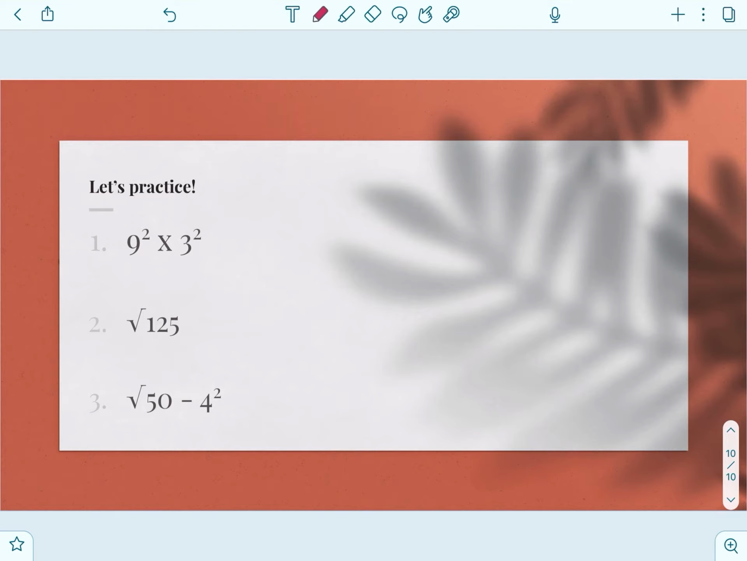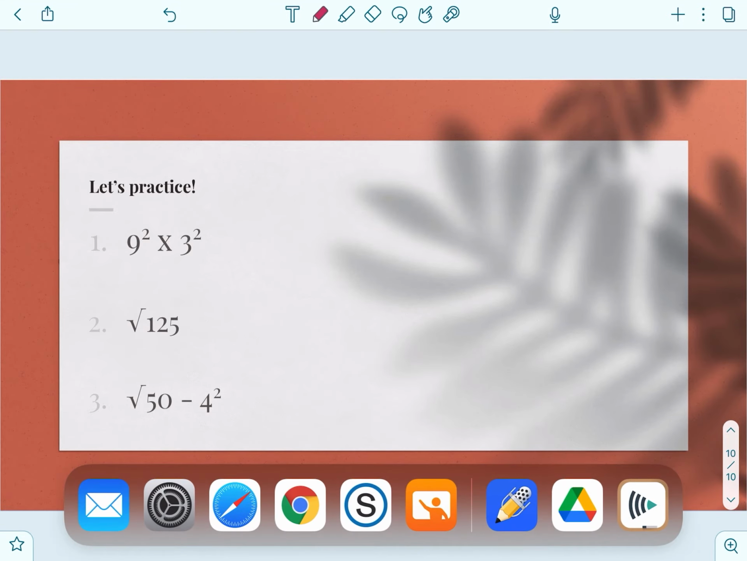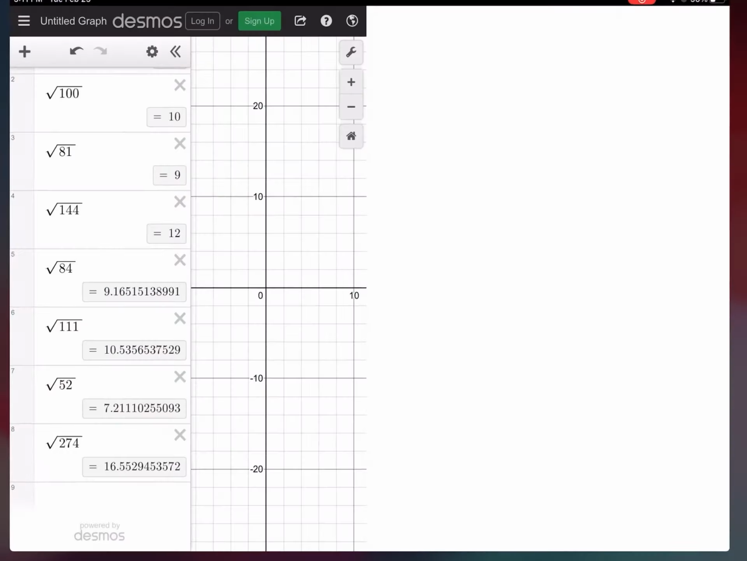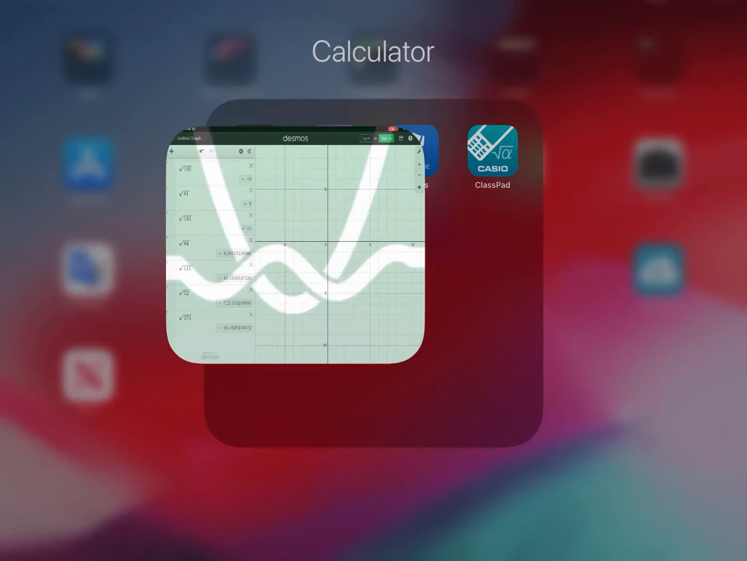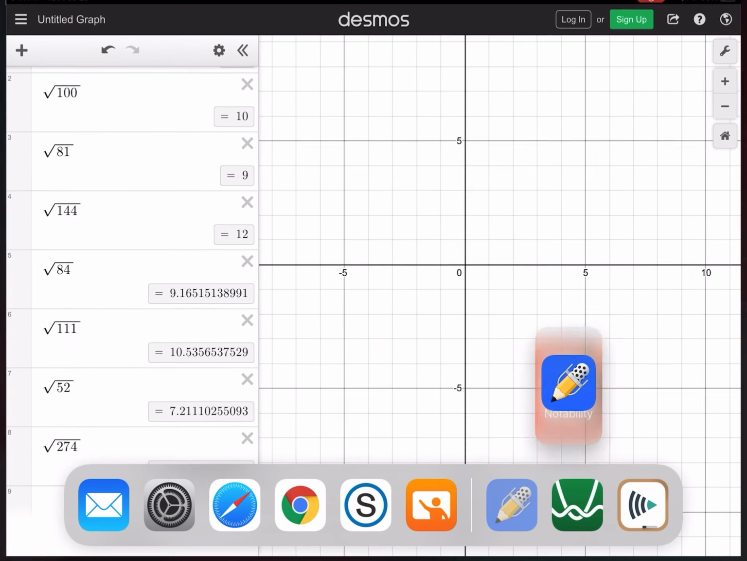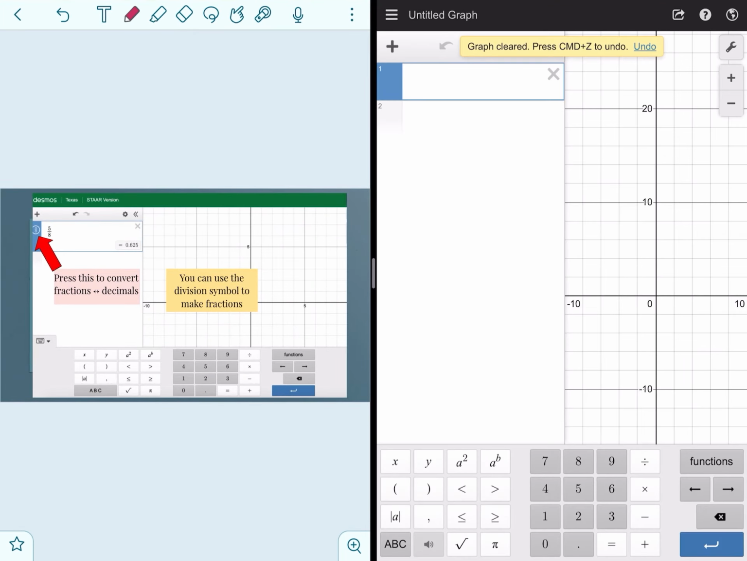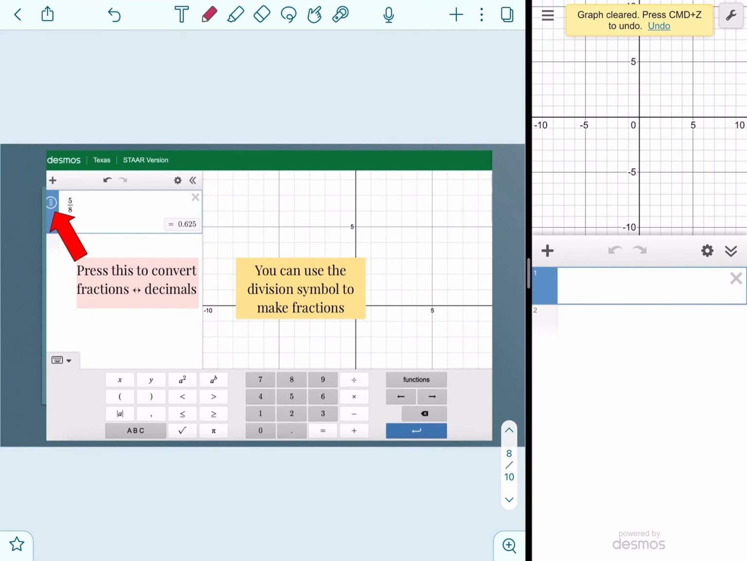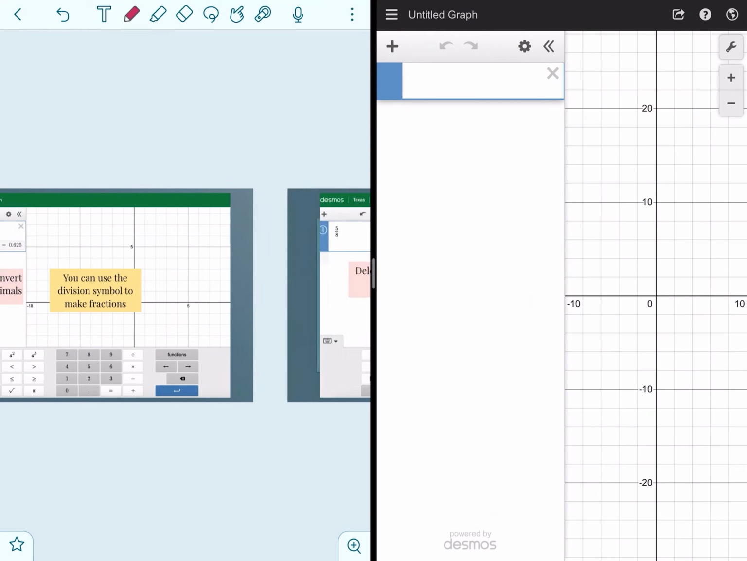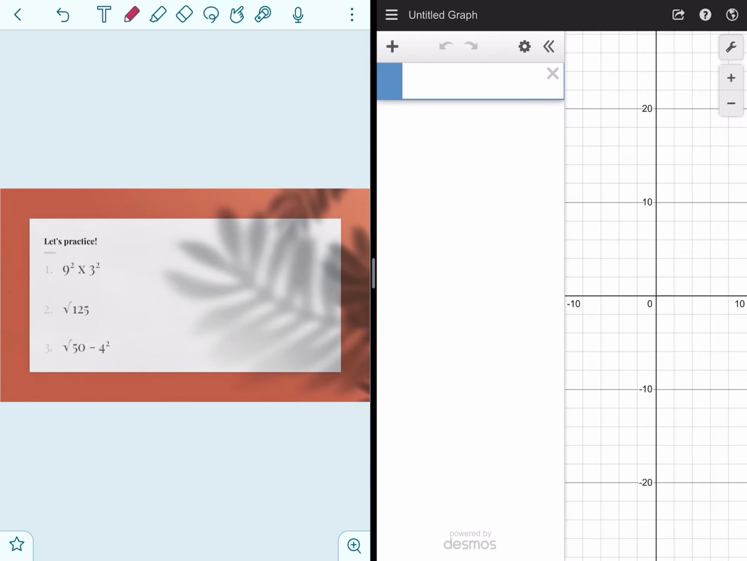So let's practice a little bit. I'm going to take my Desmos calculator, open it up, and split my screen. If you have your Desmos calculator looking like that, you can delete all like that. You can undo if you made a mistake. But here is our Desmos button, and let's do some problems.